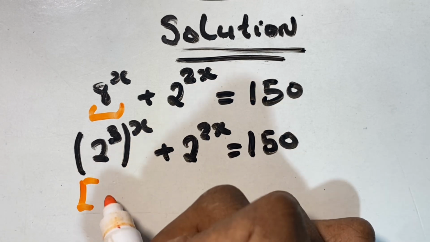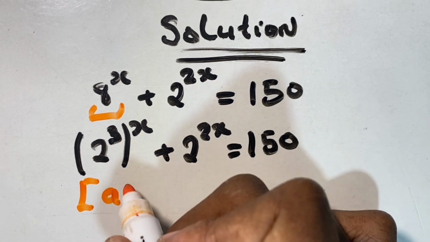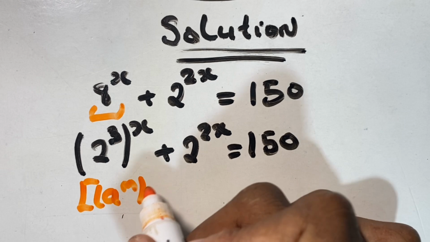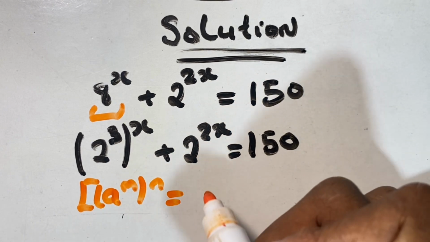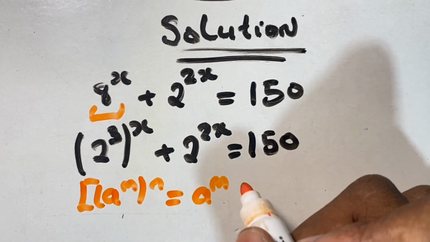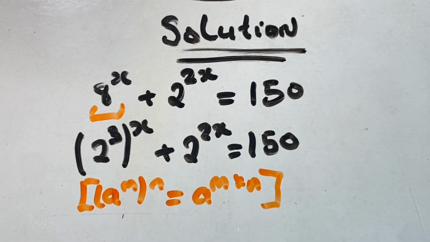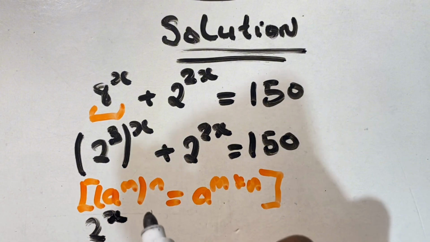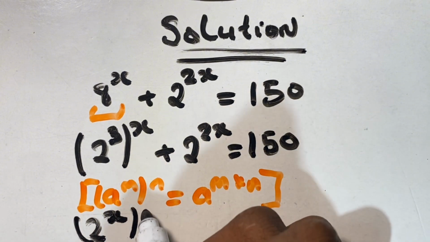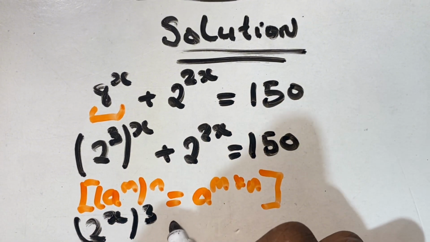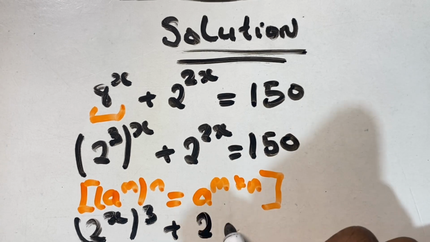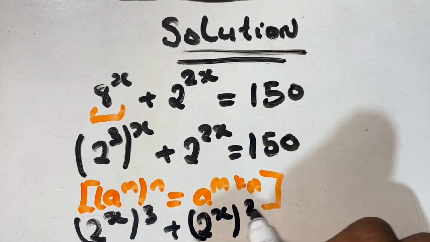And here we will now apply our laws of indices, where we said that a to the power of m, in brackets, powered by n, is the same as a to the power of m times n, or we could even express that as a to the power of n times m. Now with this understanding, we can rewrite our equation as 2 to the power of x in brackets powered by 3 this time, plus 2 to the power of x in brackets powered by 2, is equal to 150.